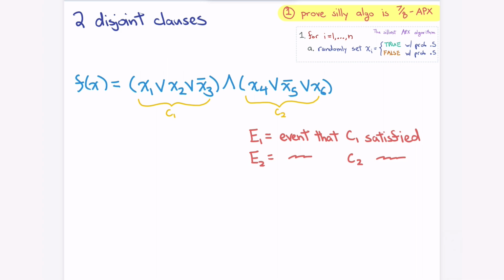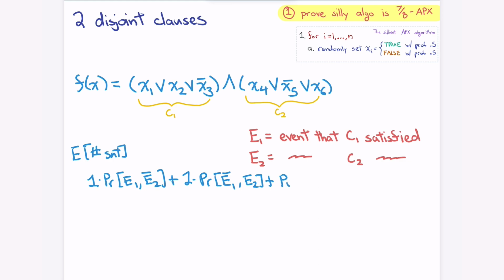What if I had two clauses? These are two clauses that don't share any variables. What is the expected number? If we worked it out exactly, the expected number of satisfied clauses is 1 times the probability that you only satisfy the first one, so that's E1 and not E2, plus 1 times the probability that you don't satisfy the first one but satisfy E2, plus 2 times the probability that you satisfy both. This is just writing out the definition of expected value.